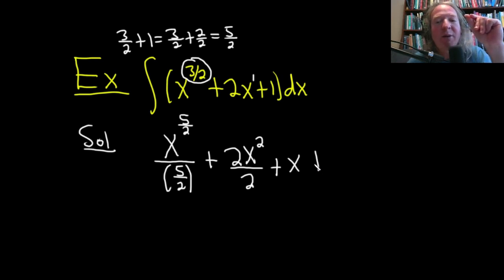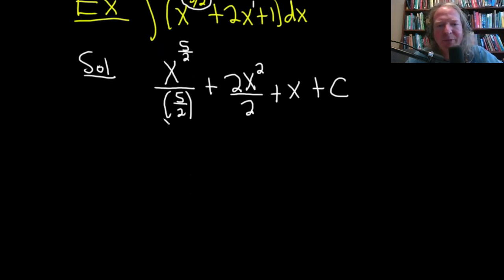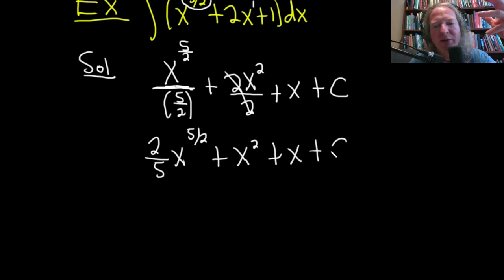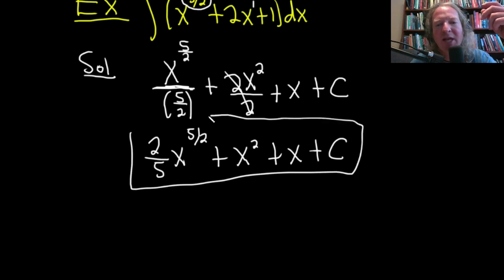Not correct yet, we're still missing the plus C. Typically, you don't want to leave your answer like this, right? It's not simplified and you have a complex fraction here. So let's clean it up. What's happening here is a division problem. We have this divided by 5/2. When you divide, you really multiply by the reciprocal. So this is really 2/5 times x to the 5/2. Boom, this goes away. Plus x squared, plus x, and then plus our constant of integration, capital C. And that would be an acceptable final answer in this example here.